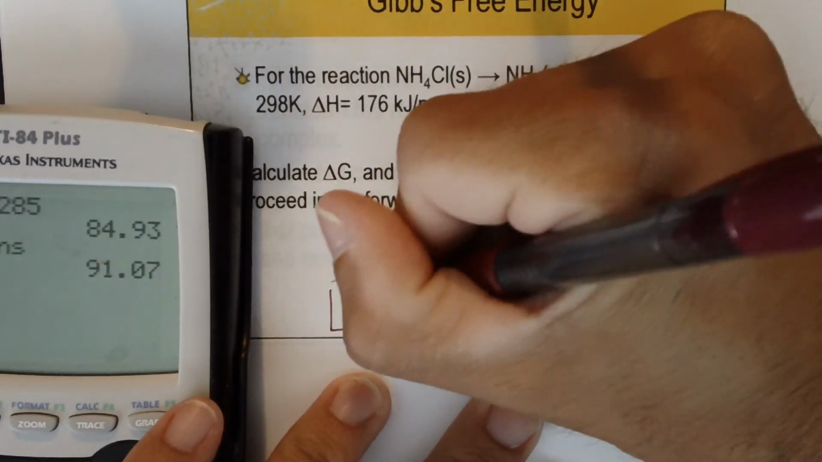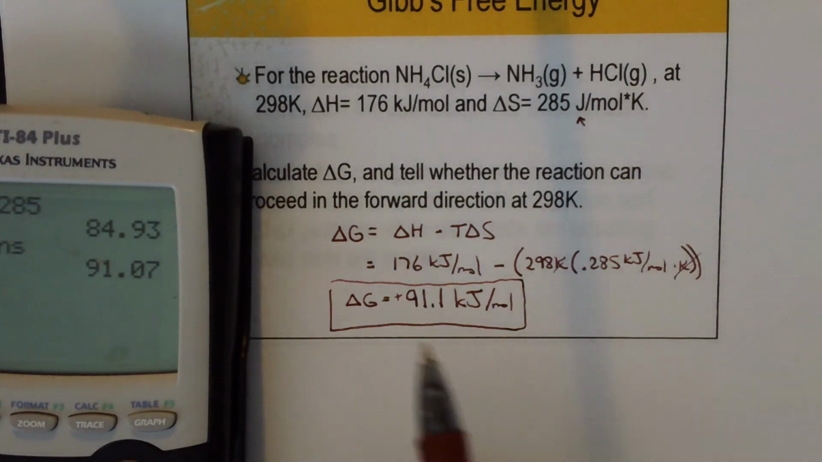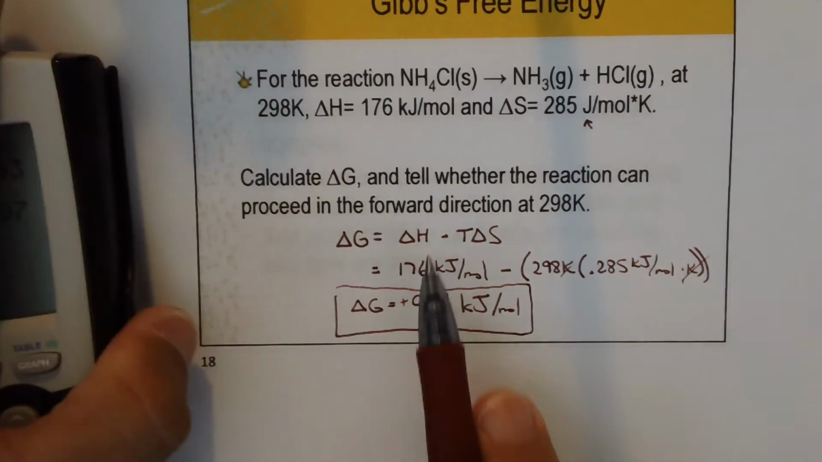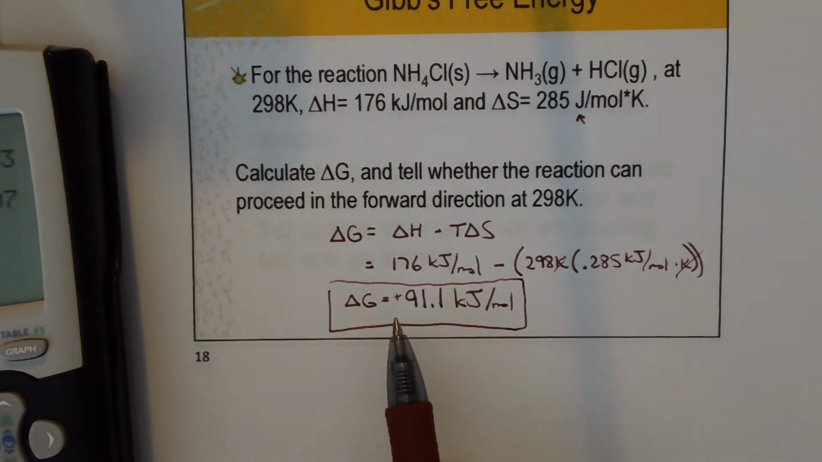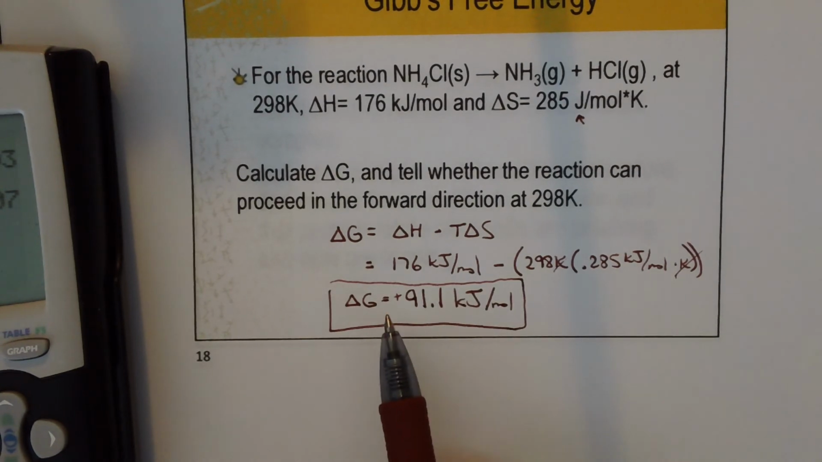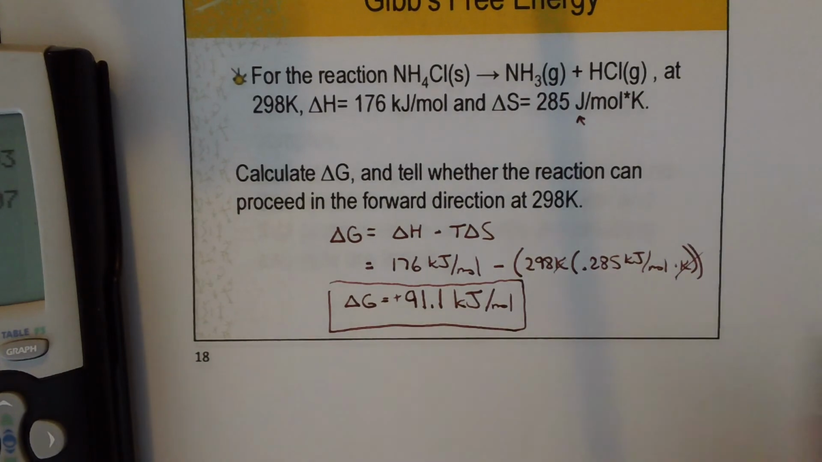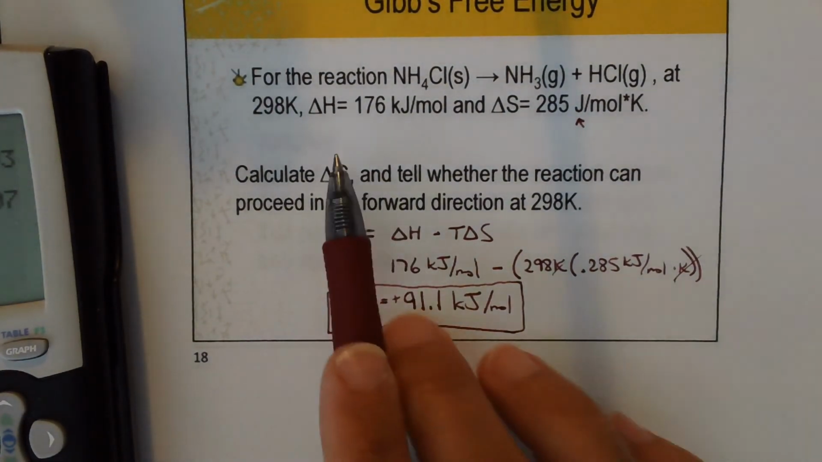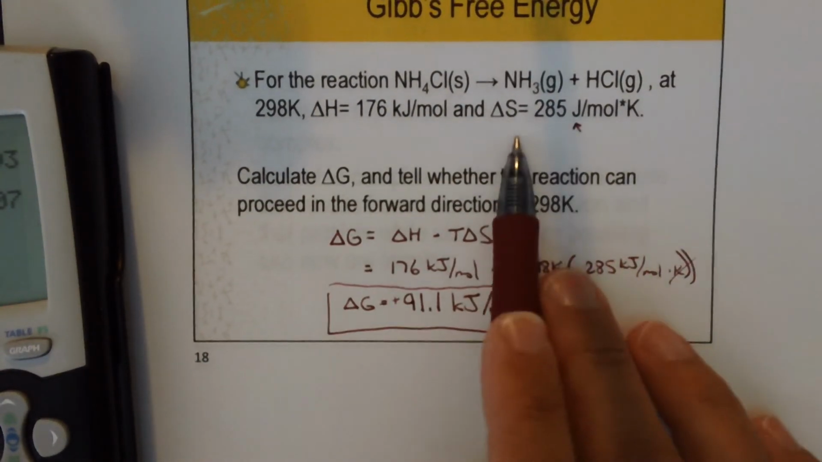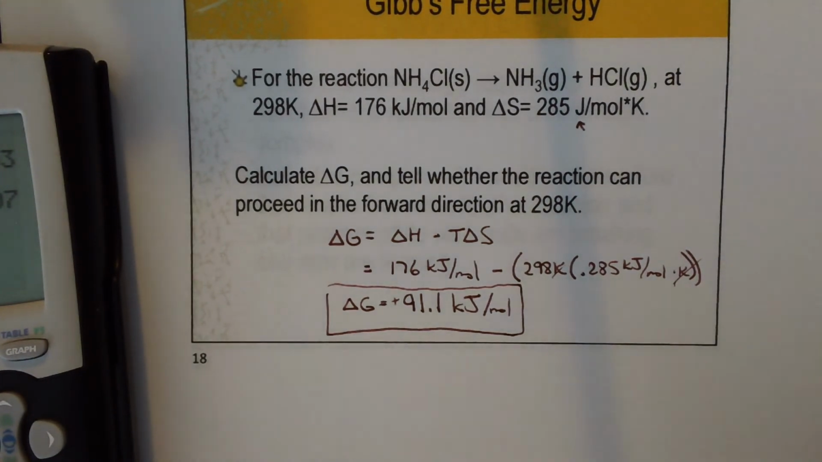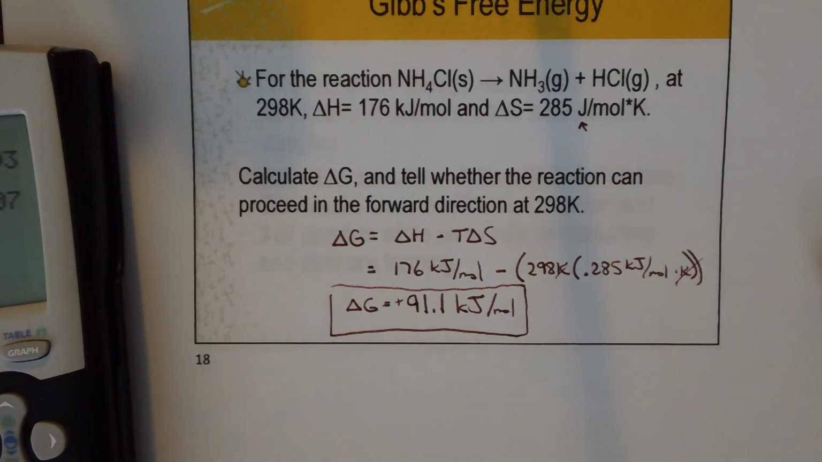That's a positive. If it makes you feel better to see that positive, you can put that positive in there. Is this going to be spontaneous or non-spontaneous? This reaction is non-spontaneous because that positive delta G sign there means the endothermic overwhelms the increase in disorder, and so this reaction won't occur unless we apply some kind of outside force.